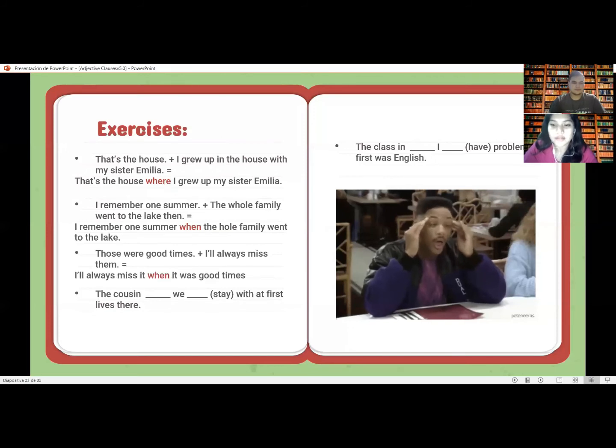This refers to time plus I always need them. The correct one is I always need it when I have a good time. Another example is the clothing we appears to be there, and correctly the clothing would say would appear to be there because it refers to the coat of that person. The last one is the glass in which I had a problem at first was in English. It refers to things.